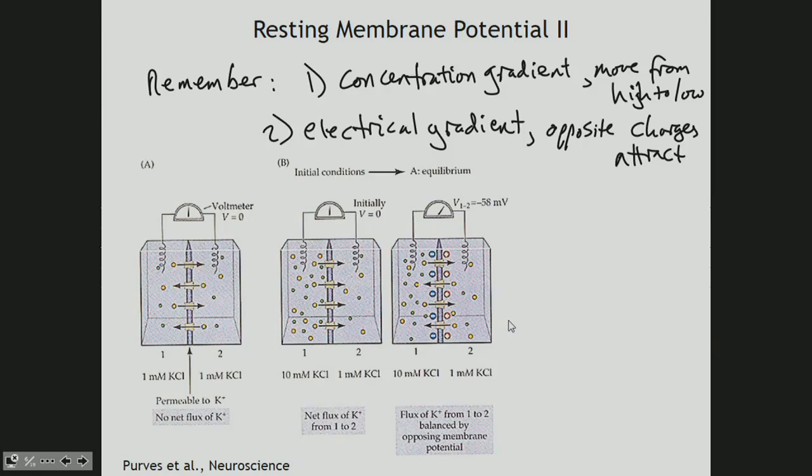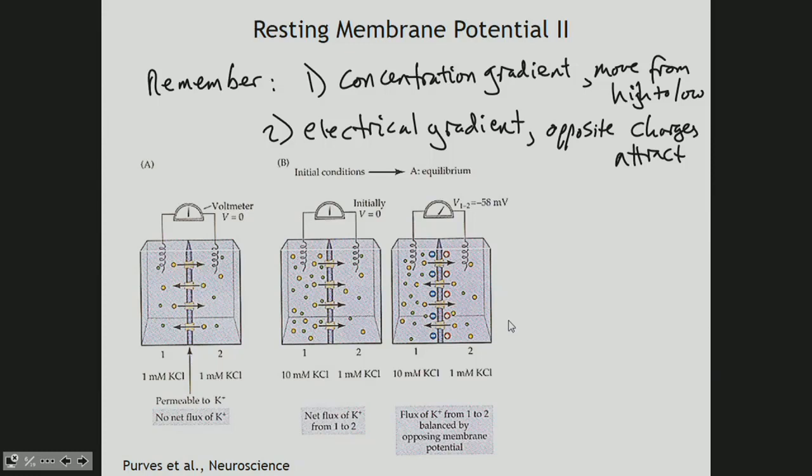So I want you to remember that if you have a concentration gradient, you're going to move from high concentration to low concentration. If you have an electrical gradient, opposite charges are going to attract, right? And so those two things are the physical reality of the situation.